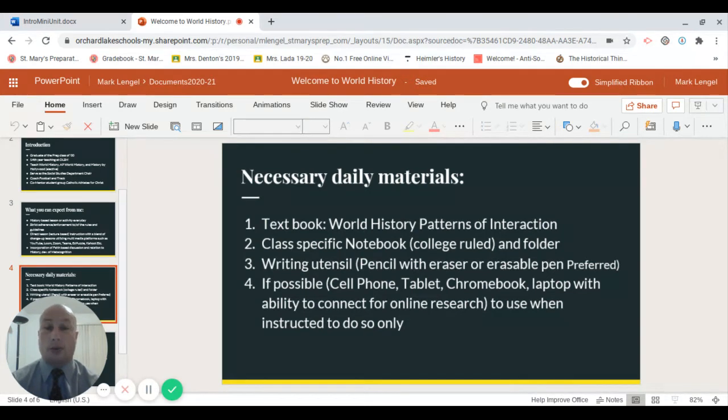Number 4 is really important this year, especially. If possible, I will welcome, during times in which I instruct the students to do this, a cell phone, tablet, Chromebook, or laptop, or some device with the ability to connect online for research purposes. There's going to be a lot of times where we're going to be doing research online. We're going to be checking out websites, historic materials, primary sources.